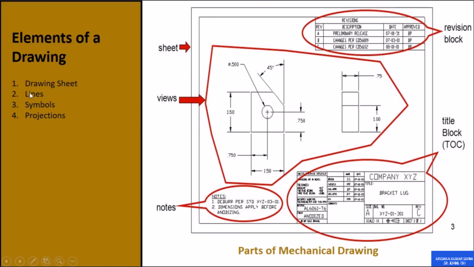Then we have lines. Lines have different types according to requirement. Like this, you can see this is the visible line. These are the dimension lines, these are the center lines. So all these are known as lines. Then we have our symbols that you can see. This is the diameter symbol. This is the degree symbol. So we have different sorts of symbols.